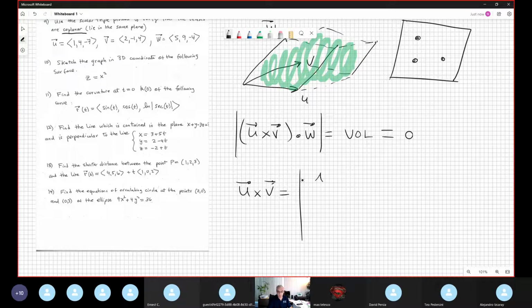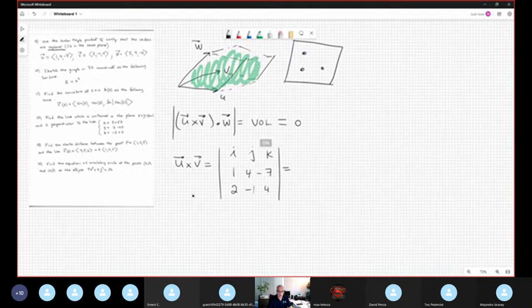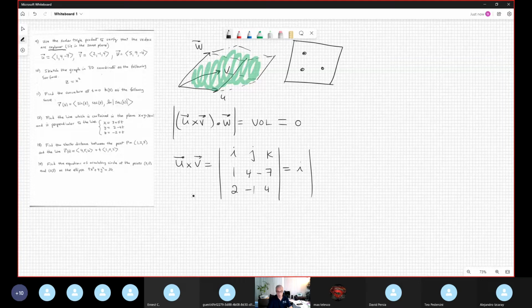Entonces, i, j, k, 1, 4, -7, que es the vector u, and 2, -1, 4, que es the vector b. Let's do it. Classical cross product. In the test on paper, I appreciate so much que you are doing it by hand, ¿no? Entonces, i is 4, -7, -1, and 4.